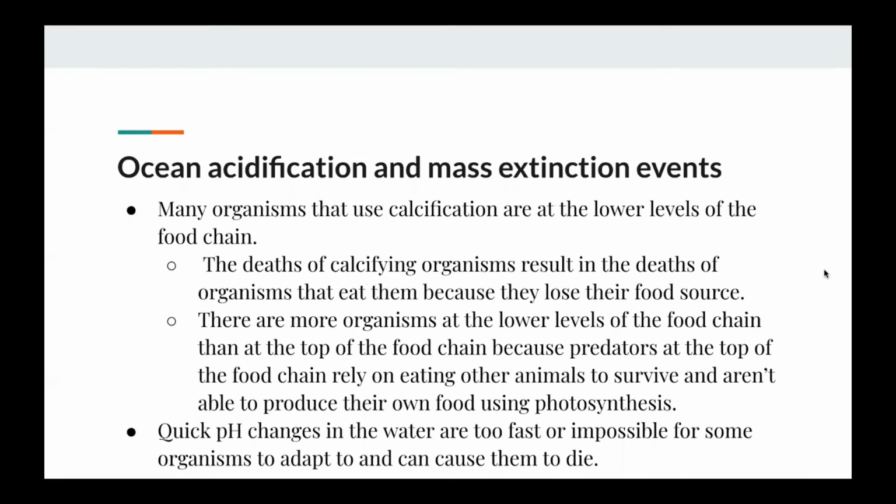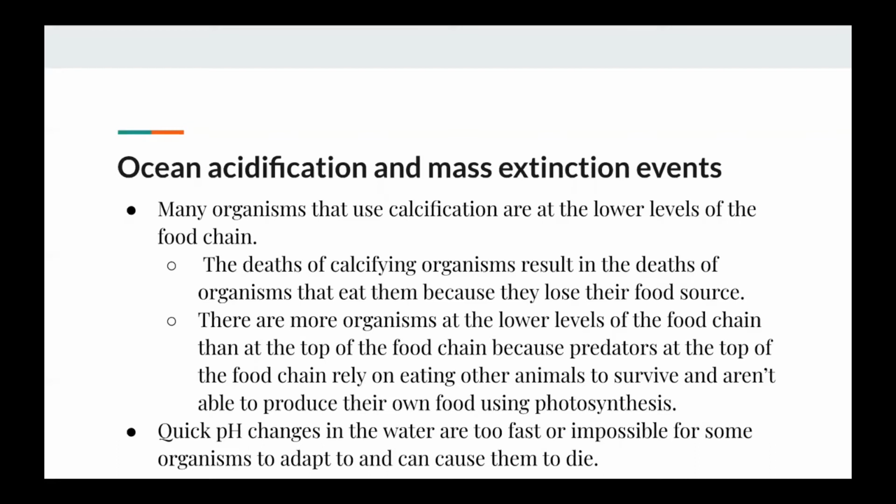So ocean acidification and more mass extinction events are that many organisms that use calcification are at the lower levels of the food chain. And so the death of the calcifying organisms results in the death of organisms that eat them because they lose their food source. So for example, at the bottom of the food chain, you might have some crabs and lobsters, and then the bigger fish or the bigger organisms like sharks will eat those crabs. But if they're not there, they can't eat them, so they will die too.